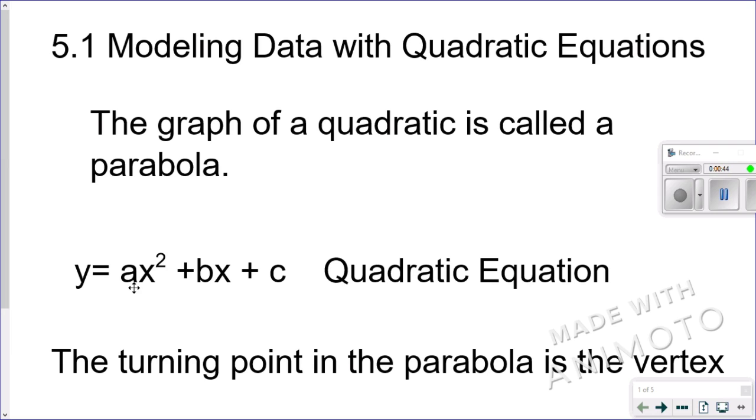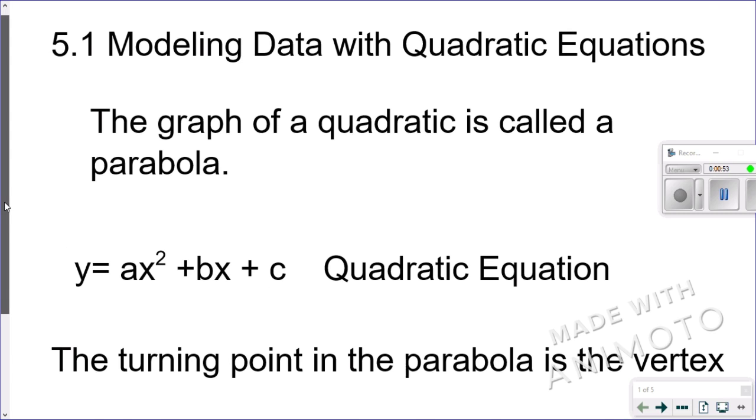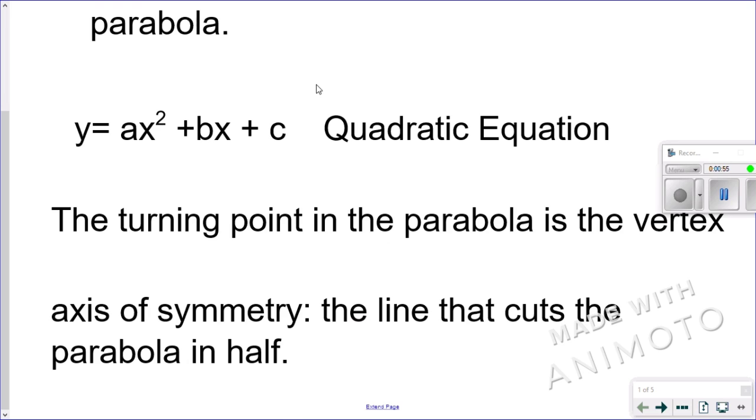Definitely write that down. If you don't have that, I'm going to refer to that often. The ax squared being the quadratic term, the bx being the linear term, and then c being the constant term. And then the turning point in the parabola is called the vertex. So again, let's look back at our U, that point where it turns and goes from a decreasing interval to an increasing interval, that is its vertex. Or vice versa, when it goes from an increasing interval to a decreasing interval, that's the vertex, aka the turning point. Axis of symmetry, it is the line that cuts the parabola in half.